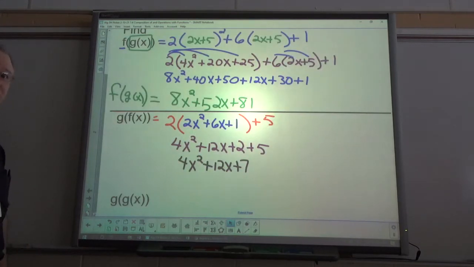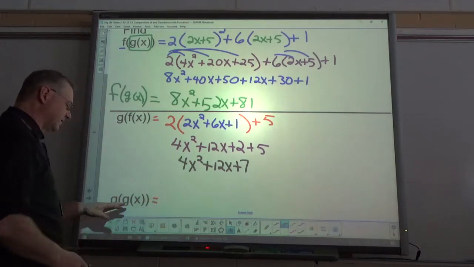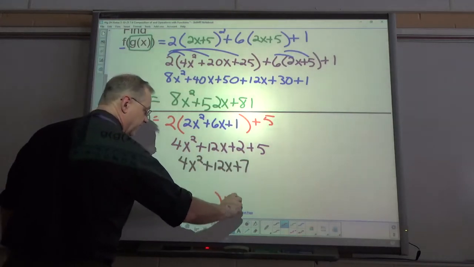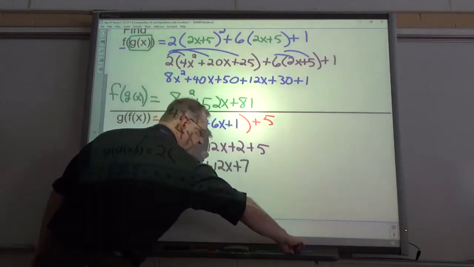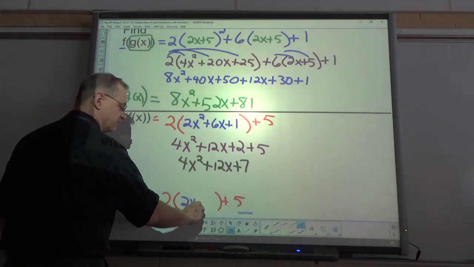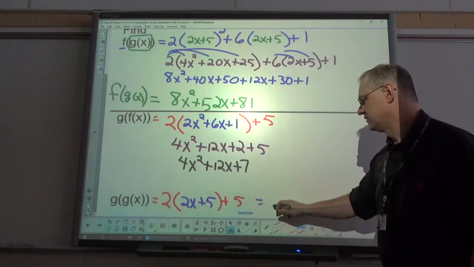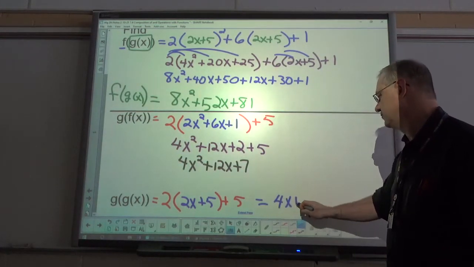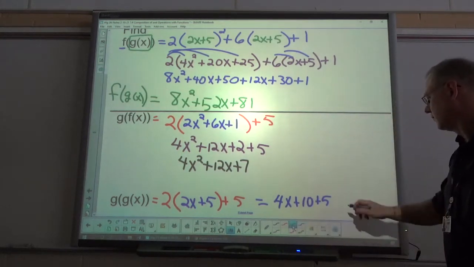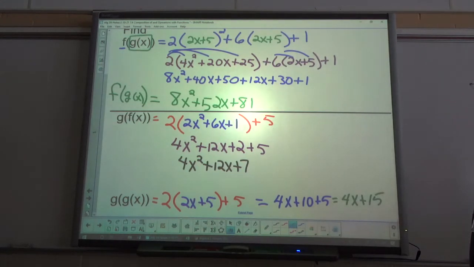What about g of g of x? Well, I can take the outside g of x, 2 times x plus 5, fill it with the g of x inside, 2x plus 5, and all I have to do is distribute and simplify. So that would be 4x plus 10 plus 5, or 4x plus 15.